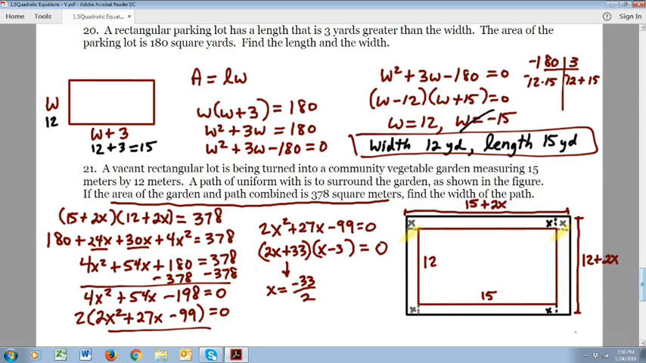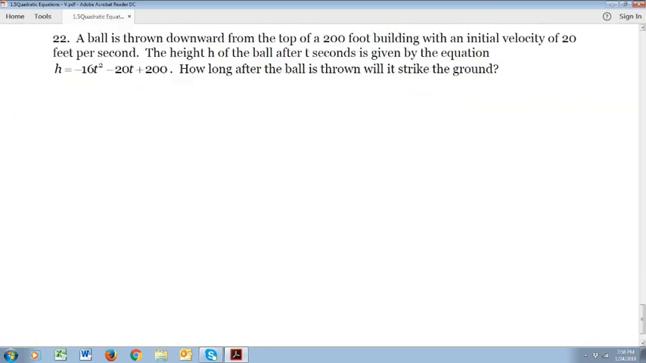And we know that length or width, in this case we're looking for x, which is the width of the path, can't be negative. So our answer is going to be just 3. And so the width of the path is 3 meters. All right, let's move on to our last problem.